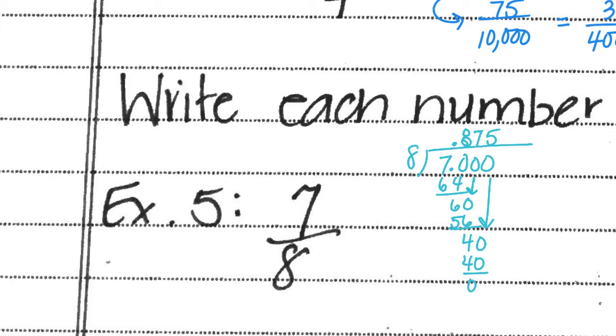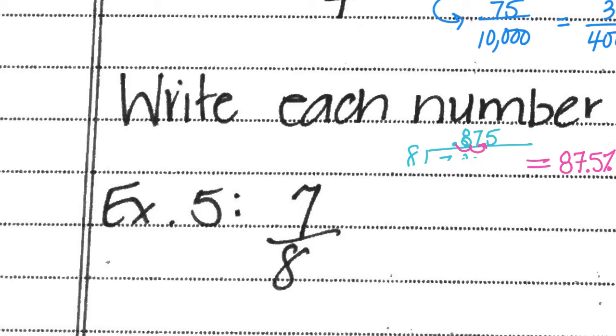So it says to write as a decimal. I'm sorry, it says write each number as a percent. That's the decimal. So let's go ahead and write it as a percent. I know that I have to move the decimal 2 places, so it's 87.5%. Now, I'm going to erase this because I want to show you what we're leaning on for this.